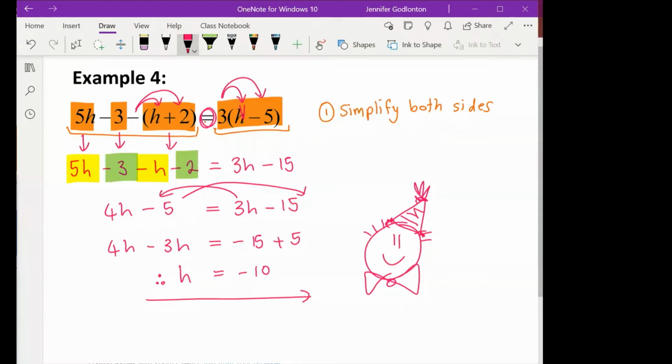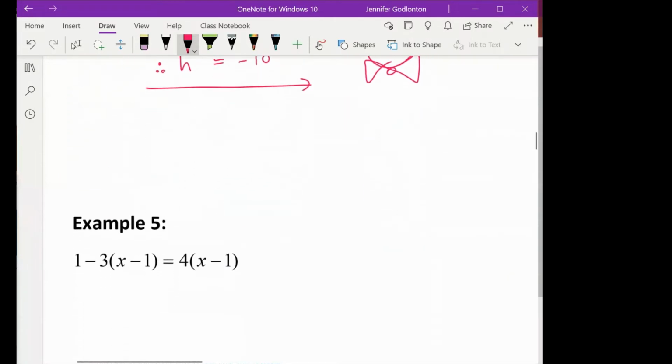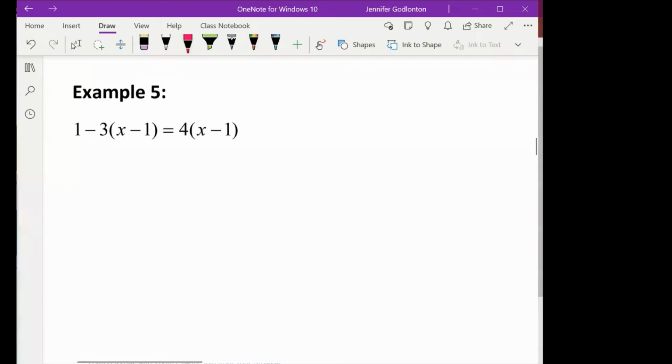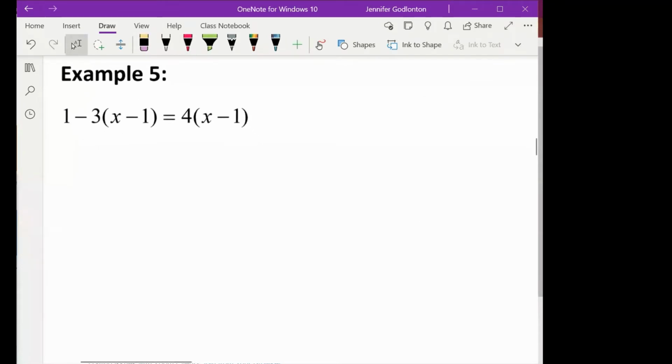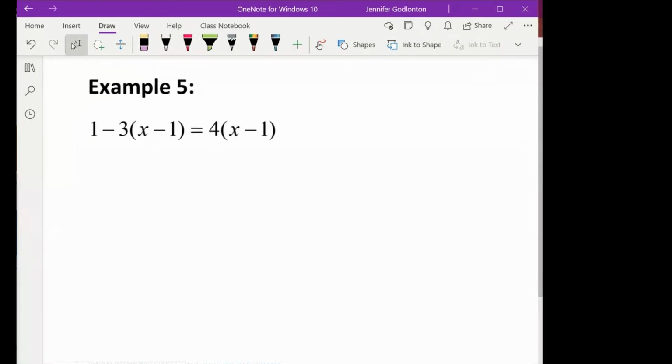Cool. Let's try another one. I'm not going to help you at all with this one. Well, I mean, obviously I'll help you when we go over the answer, but I want you to try and do this one by yourself. Don't fall for the trap that I have set you. Ignore the trap. Walk around the trap. Do anything to avoid it.